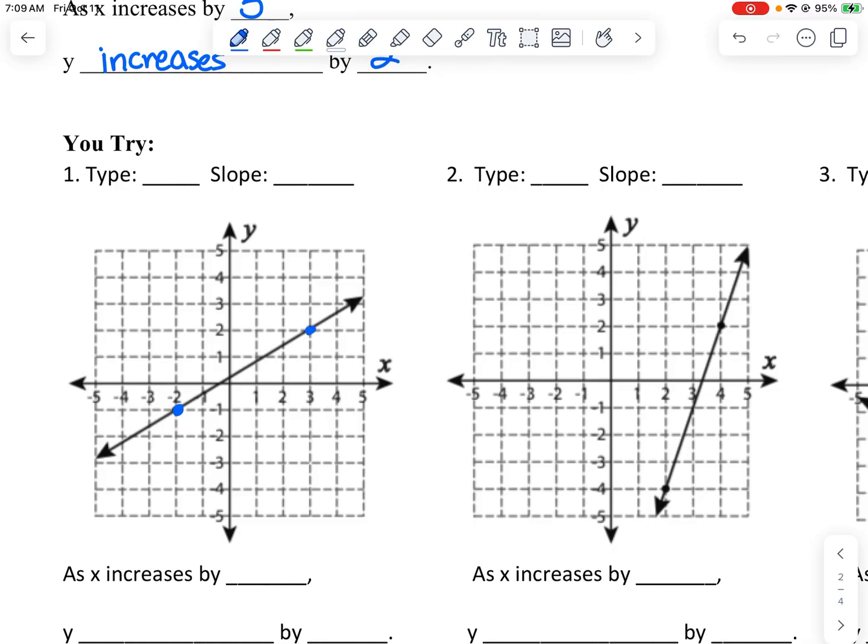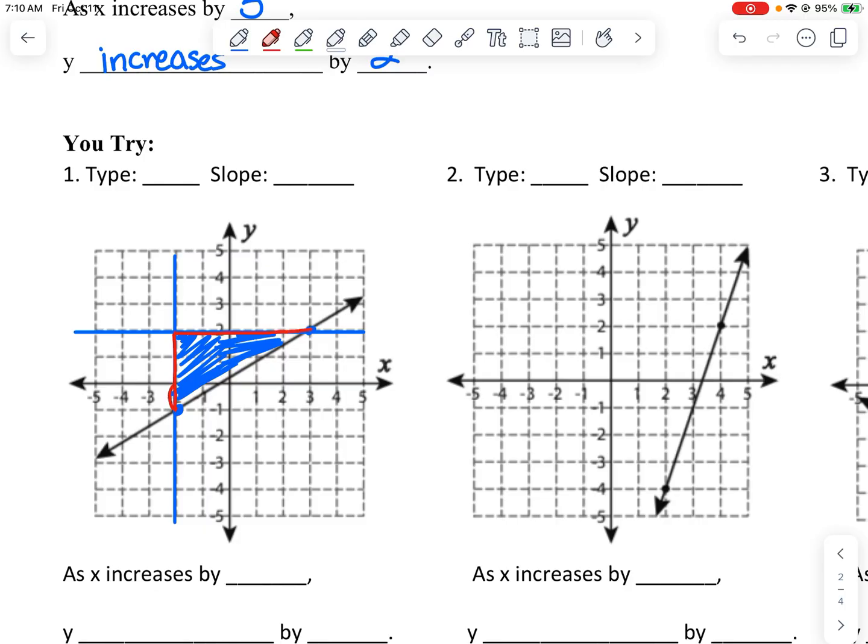On the next graph, I can see that there are 2 points marked for me. We'll do the same thing, but one strategy, if you are having trouble figuring out where to count, is to draw a vertical line through one of your points. I'd suggest the leftmost point, and then a horizontal line through the other point. I would suggest the rightmost point, and create a triangle for yourself. It might make it easier for you to see what lines you're counting.